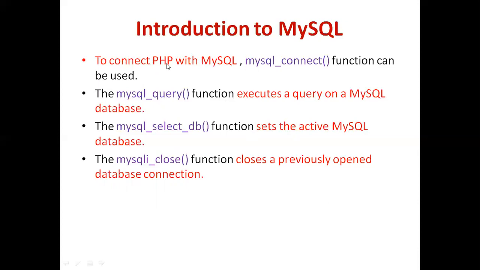This is for connecting PHP with SQL. We use the connect function, the MySQL connect function, and then the MySQL query function for easy querying. How about selecting the database here? This is for setting the active SQL database. We select the active one. And if we want to close the previously open database connections, then we use the close function. This is just, again, for introduction.